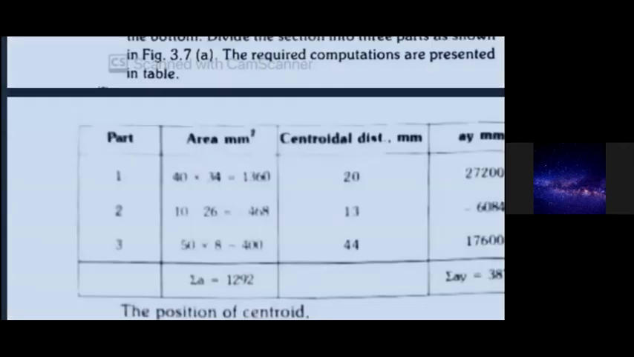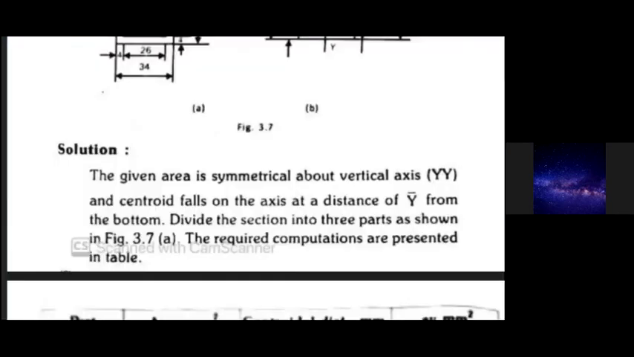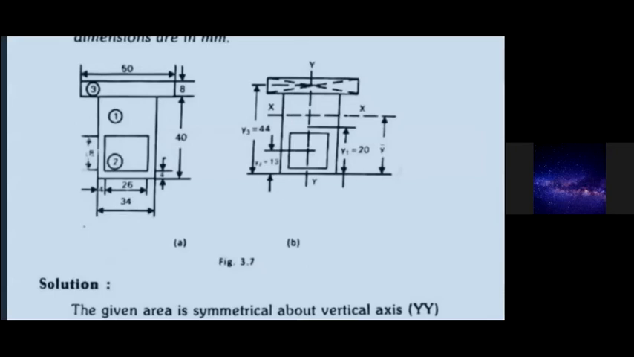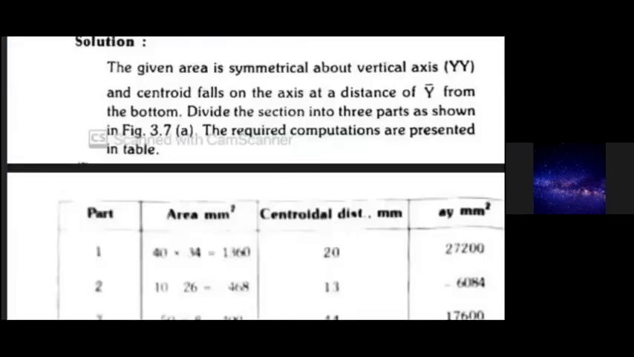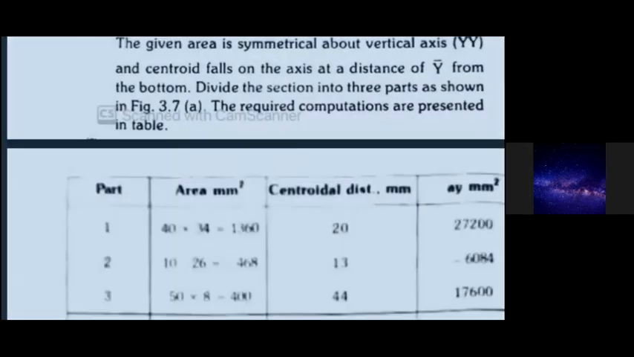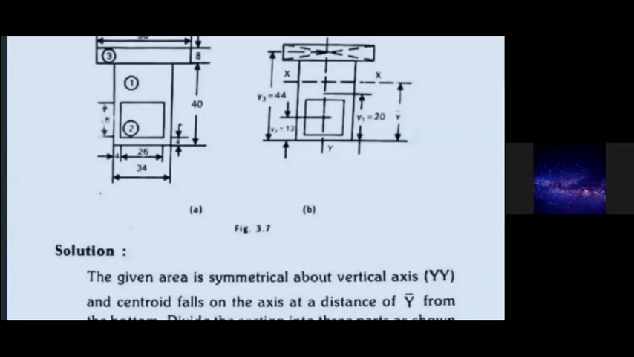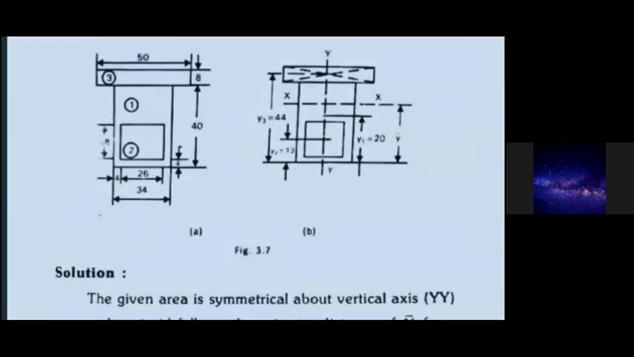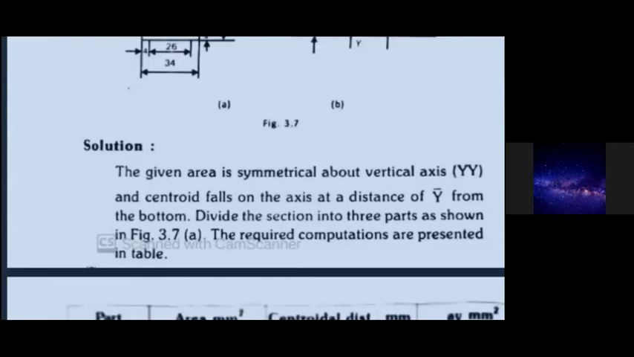So first, part 1 is the total larger rectangle. What are the dimensions of the larger rectangle? It's a 40 mm depth and length is 34. So 40 cross 34, 1360 mm square. Total dimensions are in mm square. Similarly, find the area of part 2. It's a square, so part 2 dimensions are directly given. It's 18 cross 26.